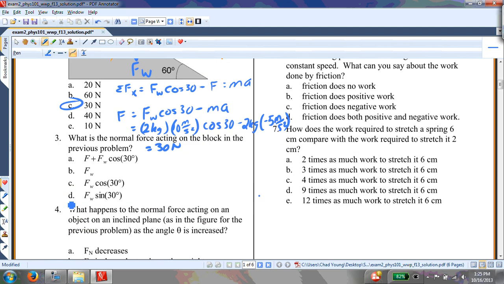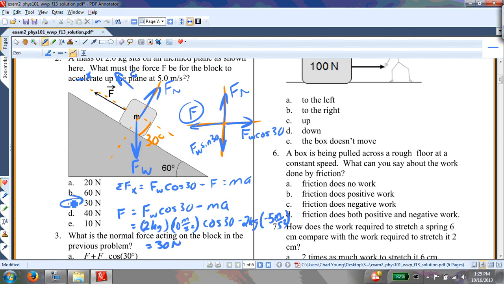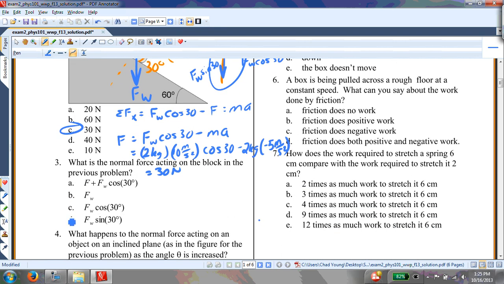Let's see. What's the normal force? Well, we just look at our y vectors right here. Our normal force is equal and opposite the force weight sine 30. So that is our normal force.